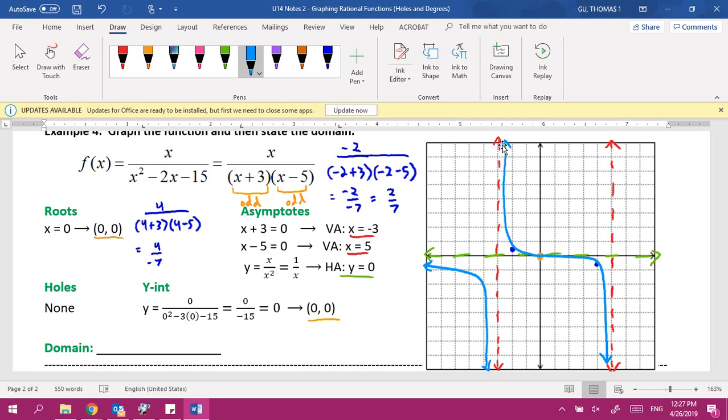Right there, okay? And then if you look at the other asymptote at x equals 5, it's going down on the left side, so on the right side it should be going up. So it's going to be up here, and then curve off right there. And that's what the graph looks like. There are the 3 regions right there.